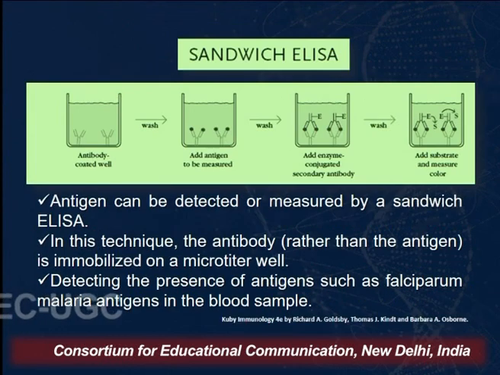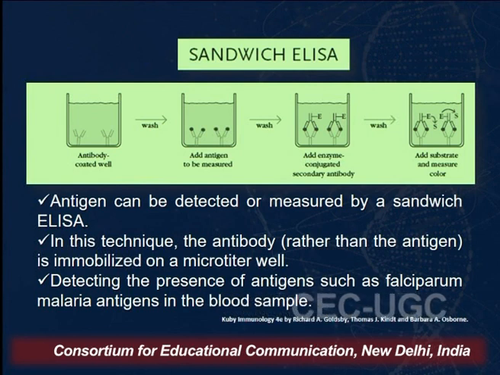The next form of the ELISA is called the sandwich ELISA. As its name suggests, the antigen is sandwiched between two antibodies. Antigens are generally detected by this method, and it is very commonly used in detecting malarial antigens in blood samples.